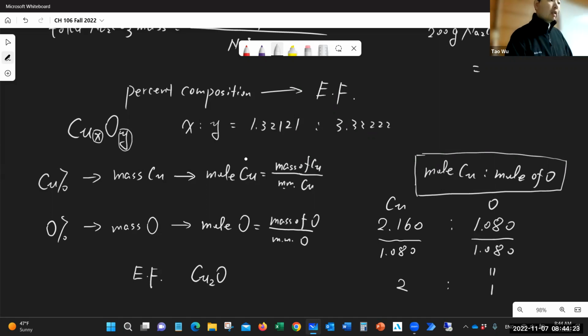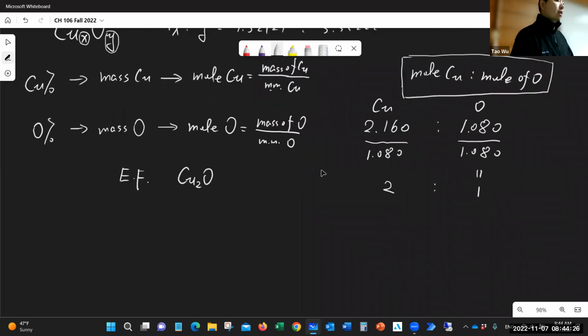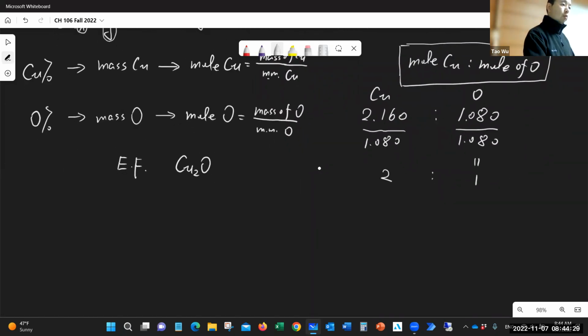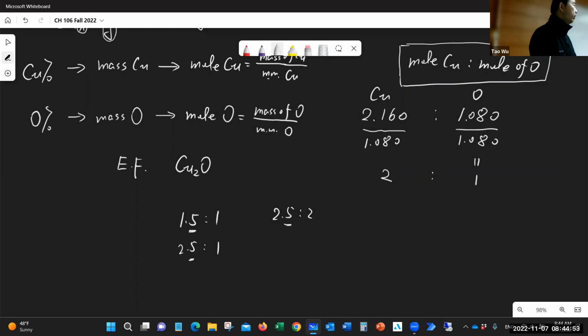And last time we talked about, in some cases, when you figure out the ratio, you get a ratio of 1.5 versus 1, or 2.5 versus 1, or 2.5 versus 2. So now these numbers have a 0.5 in them. Then what are you going to do? You cannot round these numbers.